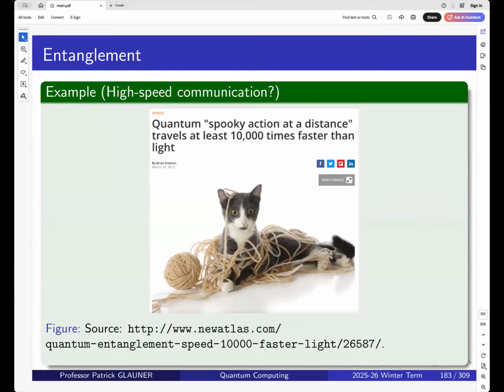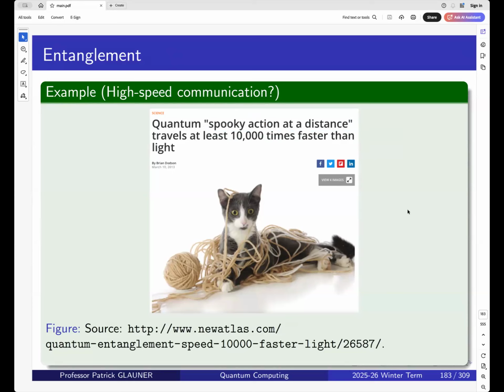A few years ago, like 12 years ago, there was an experiment to measure how fast entanglement actually is. And it was noticed that the minimum speed of entanglement was at least 10,000 times faster than light. Possibly more, but this is what that experiment determined. And Einstein once said that entanglement is spooky action at a distance. I think this comes from Einstein.